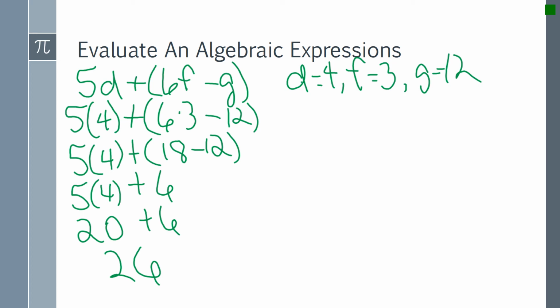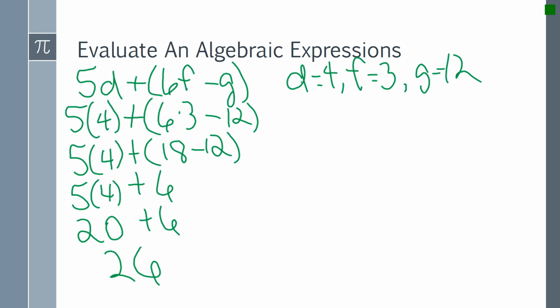Okay, so let's replace our values. So that's going to give us 5 times 4 plus, parentheses, 6 times 3 minus 12. All right, so order of operations, let's work within our parentheses first. I'm just going to leave this 5 times 4 sitting out here for just a moment. And so 6 times 3 is 18 minus 12. And we'll come back in here and finish this, what's inside the parentheses.